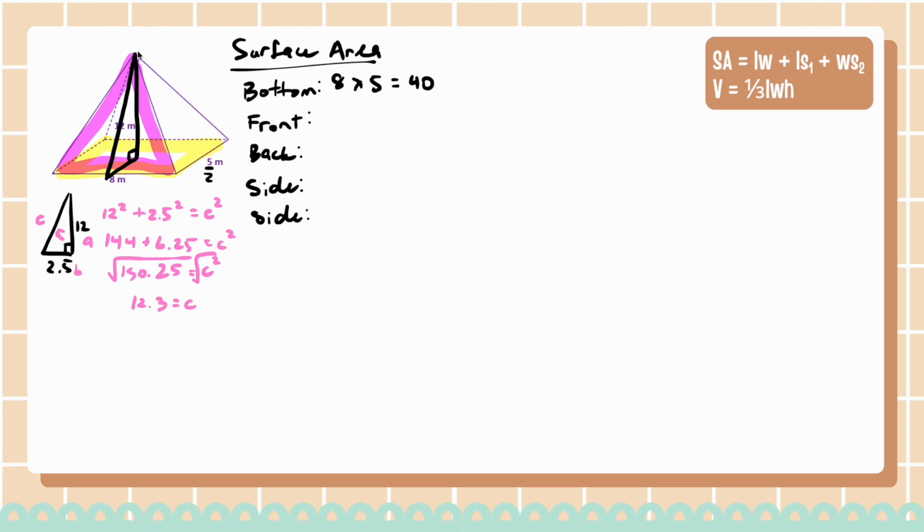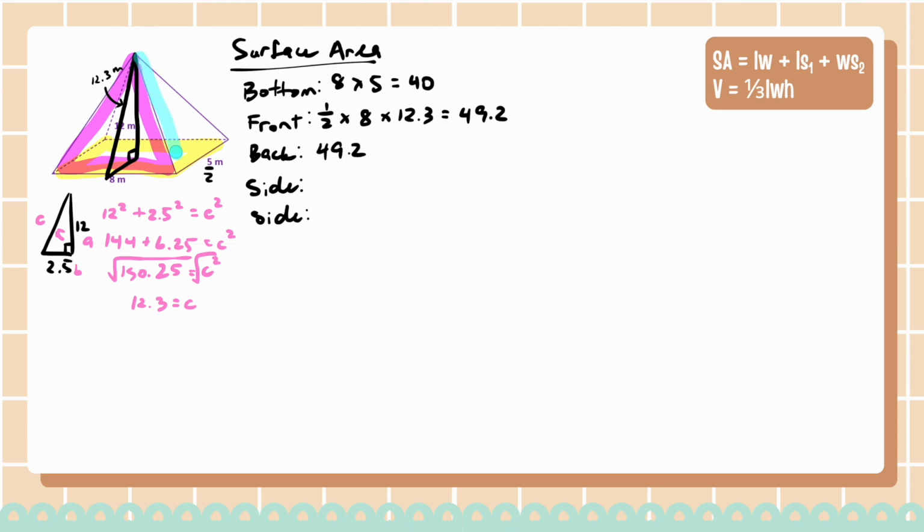So what we just solved for was the slant height right here. So I'm going to label this 12.3 meters. And so now we have the height of our front triangle. Let's go ahead and solve for its area. So we're going to do 1/2 times the base of the triangle, which is 8, times the height of the triangle, which we just found, 12.3. All of this multiplied is going to get me 49.2. And that's the same for the back as well.